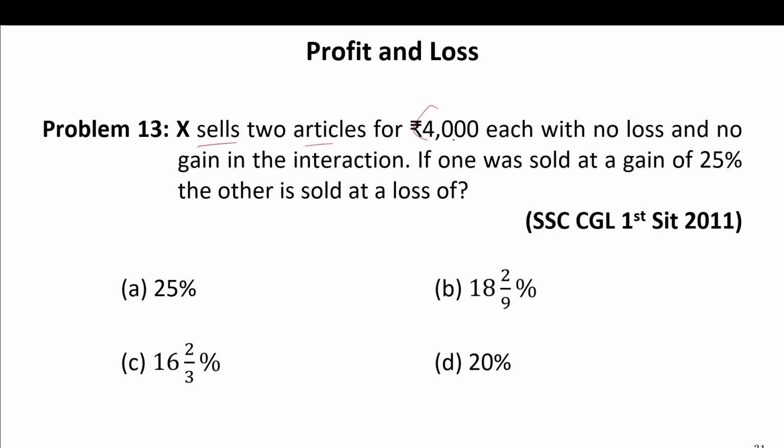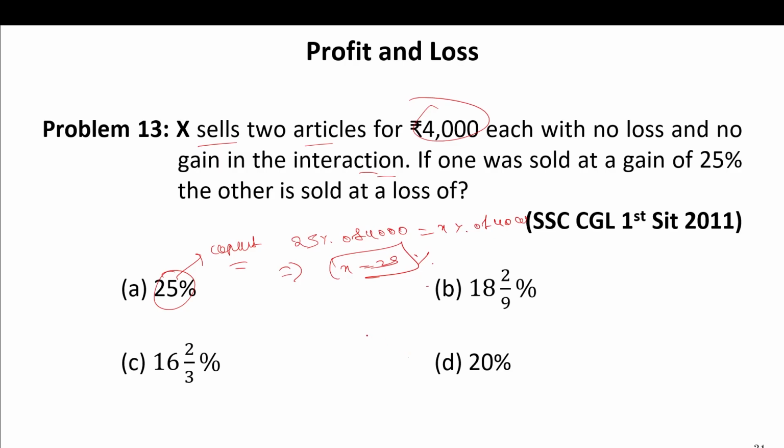So X sells two articles for 4000 each with no loss and no gain in the transaction. Okay. If one was sold at a gain of 25%, the other one is sold at a loss of what? So X sells two articles. So because the loss on the first article is equal to the profit on the second article. So it will be what? 25% of 4,000 is equal to X percent of 4,000. Okay, this much amount of loss, this much amount of profit, right? This implies that X is equal to 25%. So A, 25, is the correct answer here. And C, B, and D, these are all wrong answers. Okay.